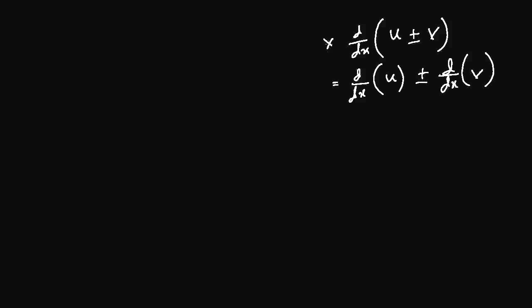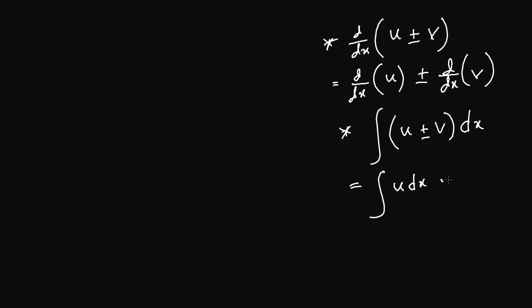So that means if you have integration of two variables u plus v or u minus v, then we can write it as integration of u dx plus or minus integration of v dx. So that means the integration of the sum of variables is the same as the individual integration and their sum. That is known as the addition rule of calculus.